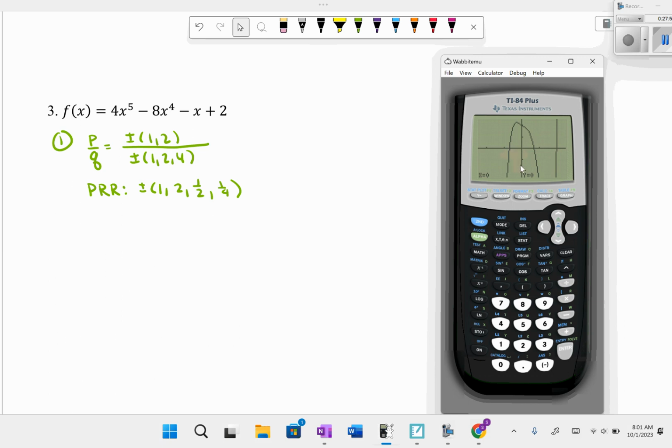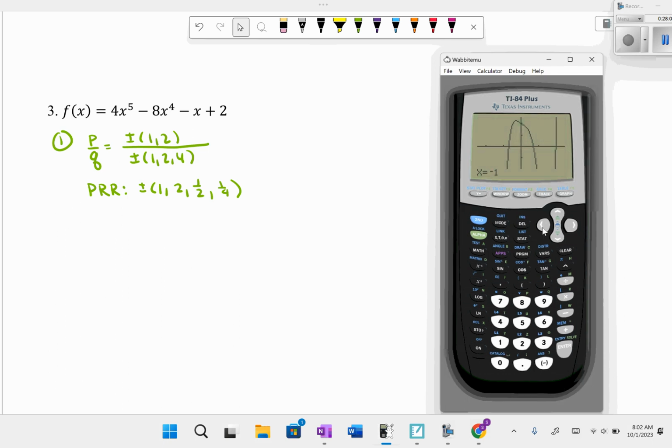So right here, so let's do second trace value. It looks like it's more than a half, but it's kind of hard to see. So let's try, I guess, negative 1/2. Oops. Okay, so that doesn't work. So that must mean that this has to be an irrational root.